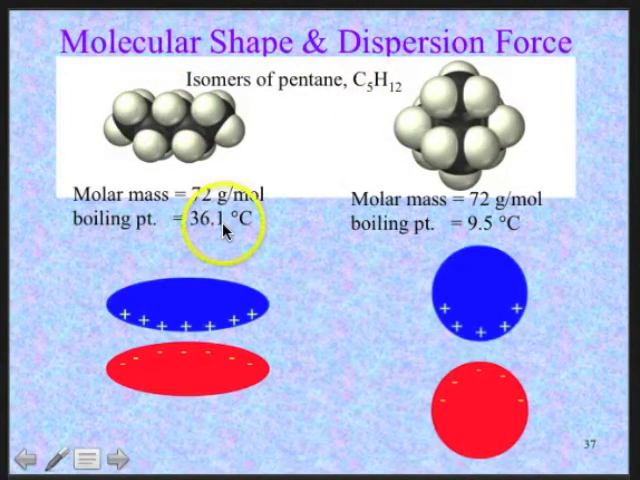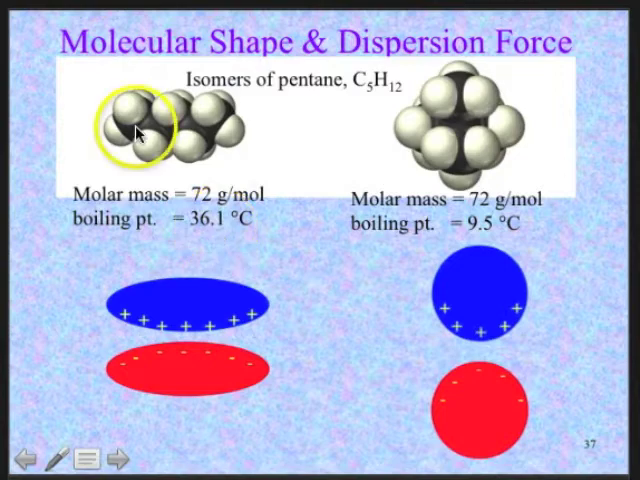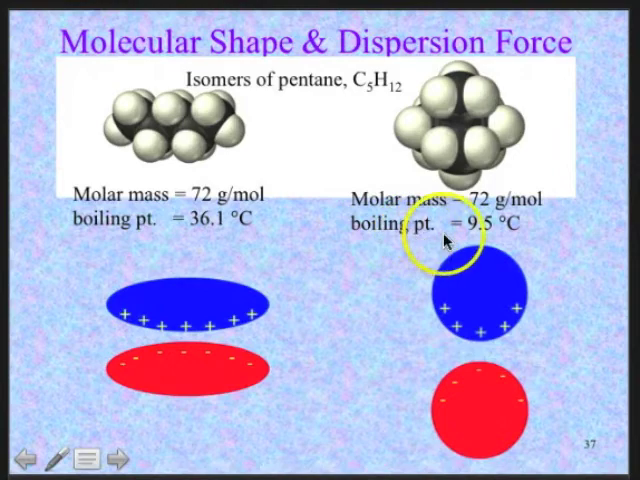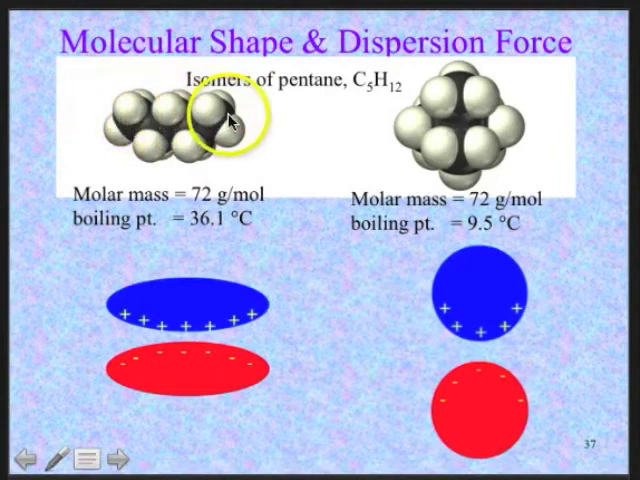But just compare the boiling points of the two. The n-pentane, the one in a long chain, has a boiling point of 36.1 degrees Celsius. The one in a ball has a boiling point of 9.5 degrees Celsius. So why does the long chain one have a higher boiling point?